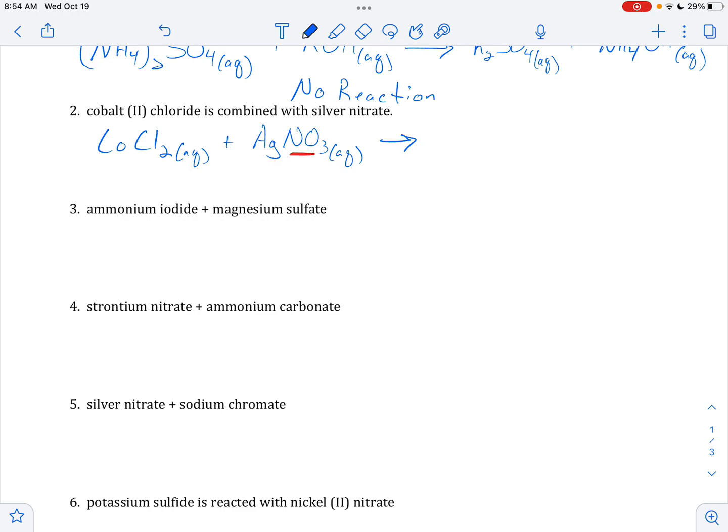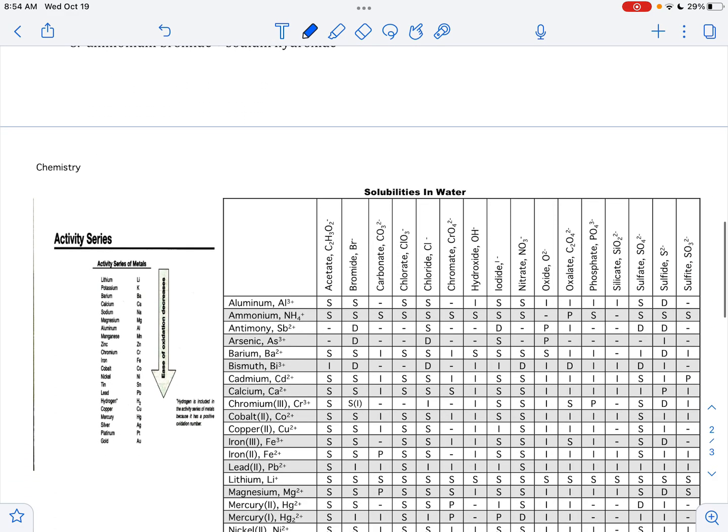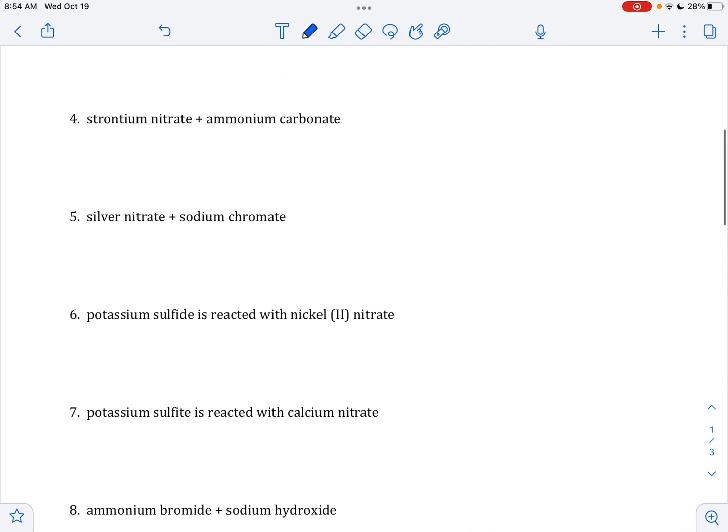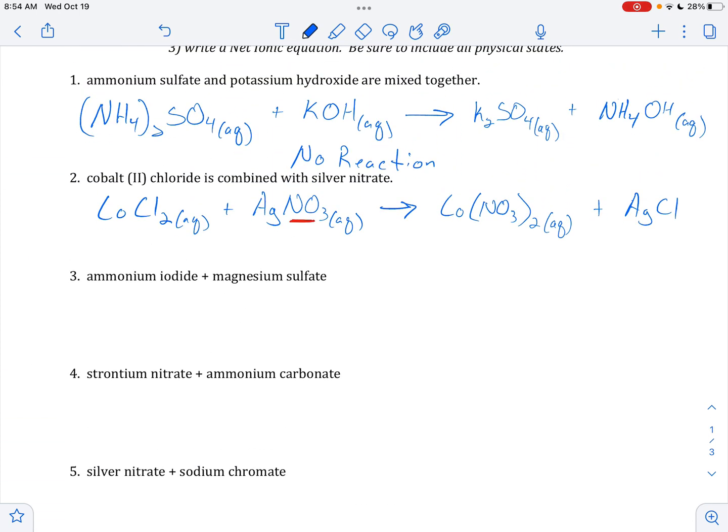So what are my products going to be? It's going to be cobalt nitrate. And I know cobalt nitrate is aqueous again because it's got nitrate in it, and silver chloride. Now I've got to look up silver chloride. So I find silver, I go across until I get to chloride, and it's I. The I means that it's insoluble, and insoluble means it's my solid precipitate.